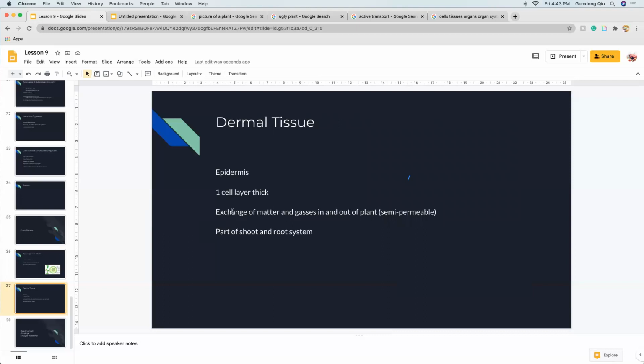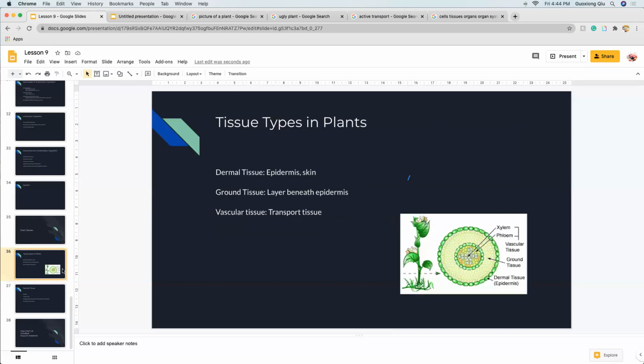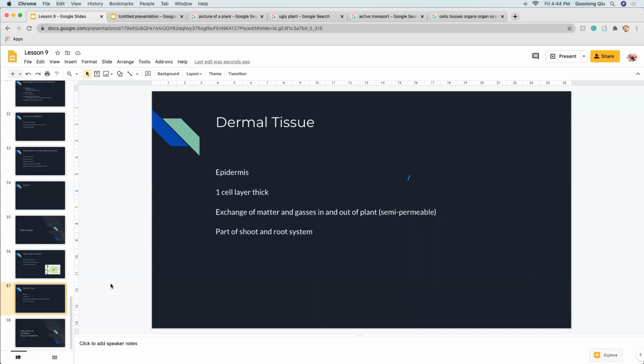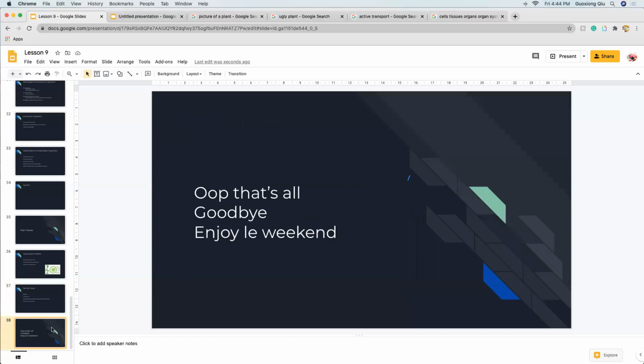It does the exchange of matter and gases in and out of the plant, so it acts like the cell membrane of the plant. If you remember, it's the skin, the epidermis. And it's semi-permeable. Something that these cells let in is sunlight. By letting sunlight in, the ground tissue can perform photosynthesis. It is part of the shoot and root system, and you will learn about the shoot and root system in the next lesson.